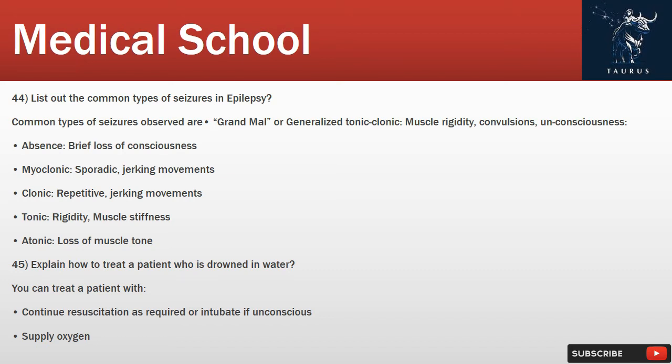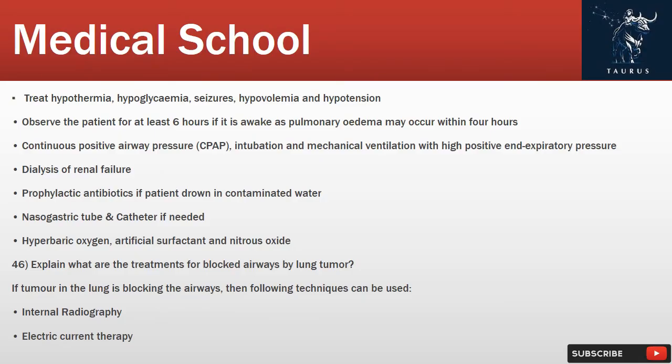45. Explain how to treat a patient who is drowned in water. You can treat a patient with continued resuscitation as required, or intubate if unconscious, and supply oxygen. Treat hypothermia, hypoglycemia, seizures, hypovolemia and hypotension. Observe the patient for at least 6 hours if awake, as pulmonary edema may occur within 4 hours. Continuous positive airway pressure, CPAP.